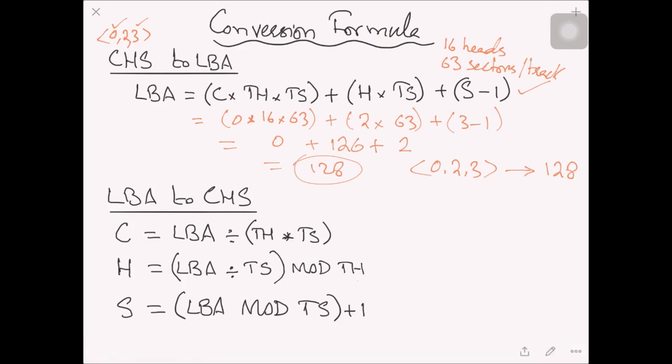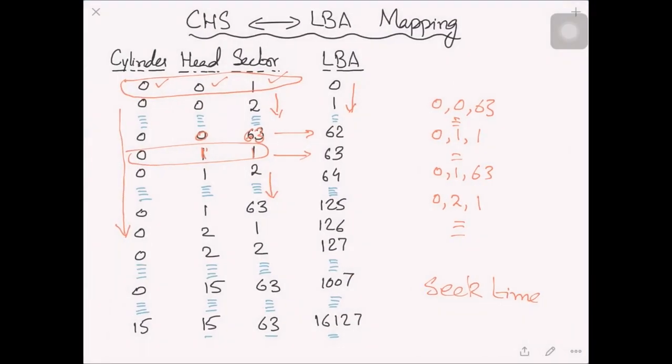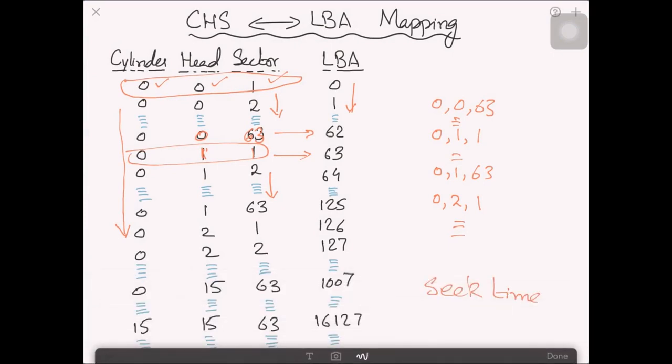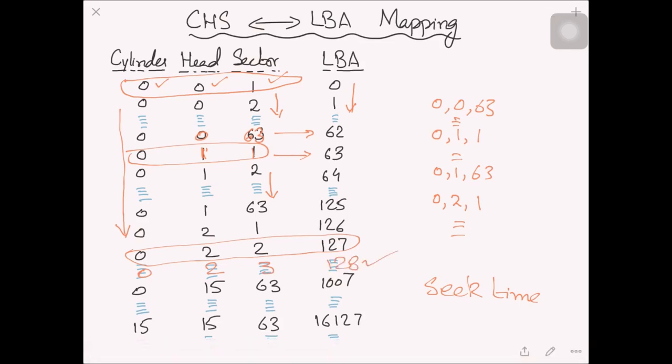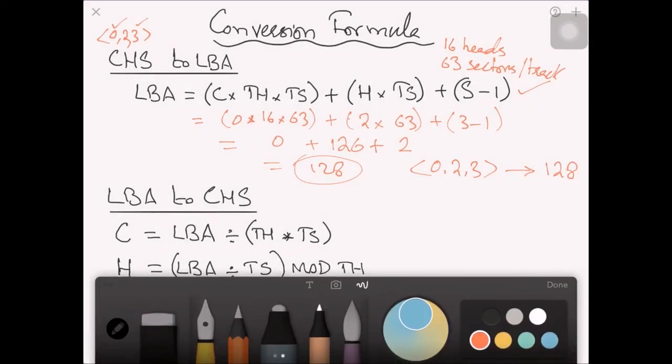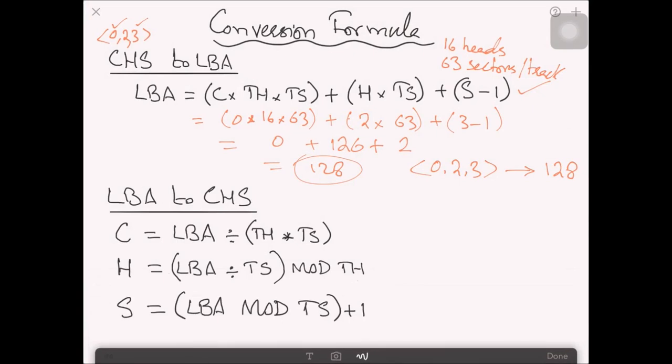Let's check it on the previous screen. 0-2-2 maps to 127, and after 0-2-2 there must be 0-2-3, which will map to 128, of course. And this is what our answer is. Similarly, we can perform it in the reverse order. If we have been given the LBA 128, we can map it to CHS using these formulas.